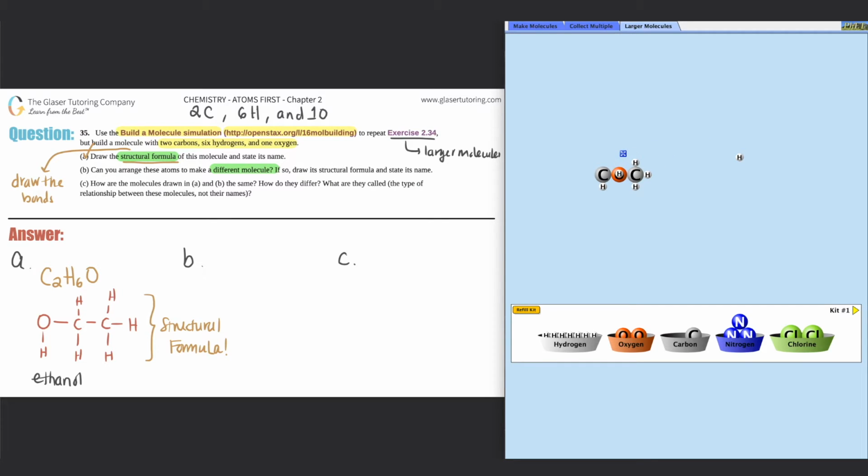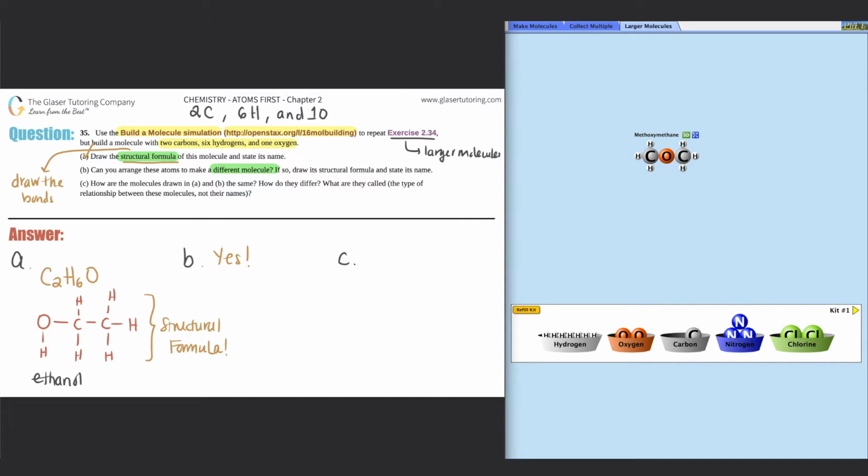Let's see, if I try to put it on oxygen, oh, it doesn't like that. Let's see, maybe if I try to put it on oxygen again. Doesn't like that, but here we go. So here is another compound. So can we arrange these atoms to make a different molecule? Yes, we can. We've got to draw the structural formula and state its name.